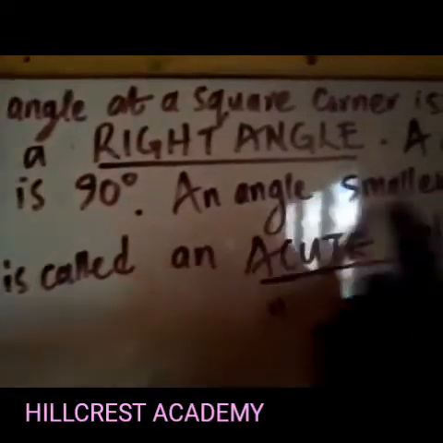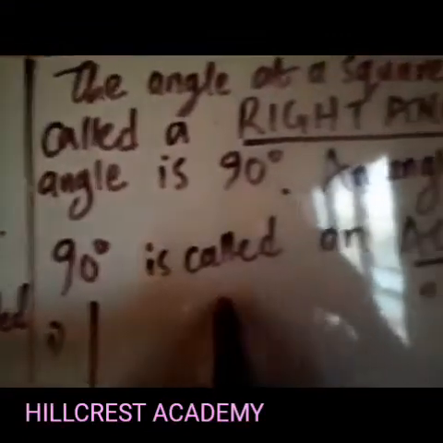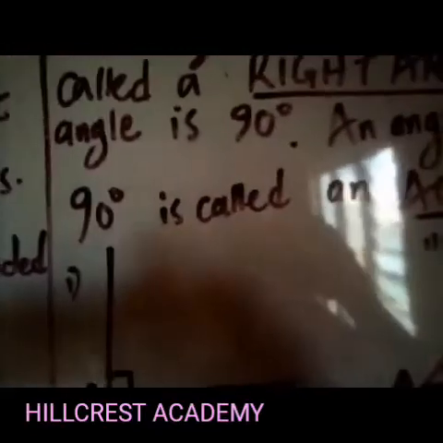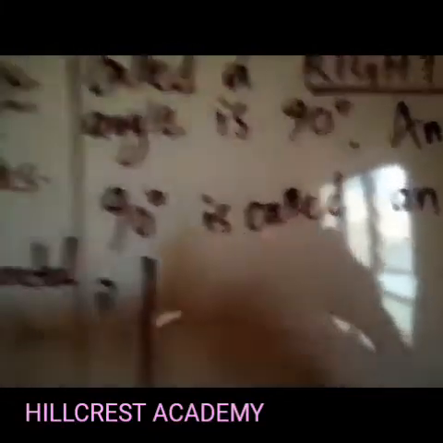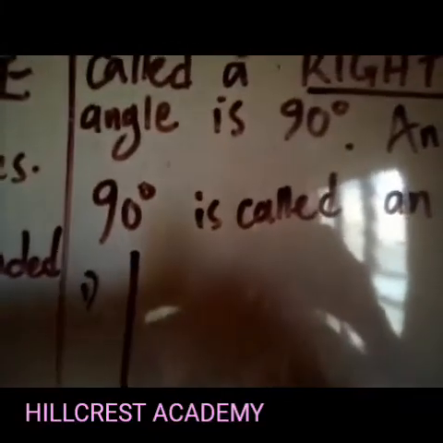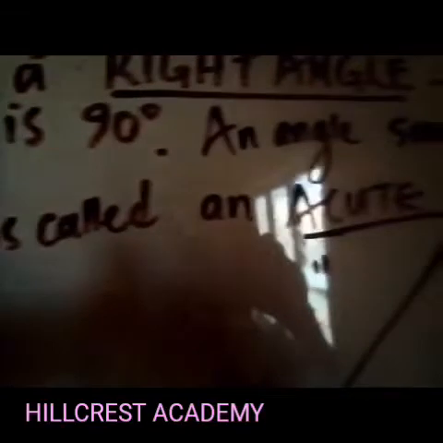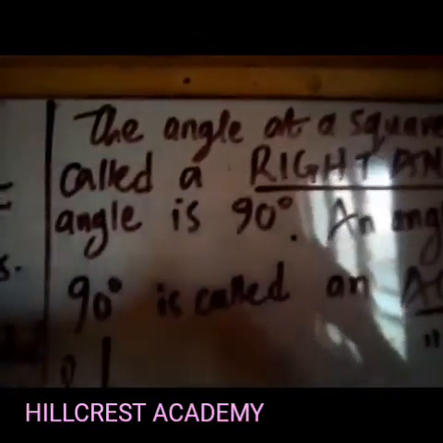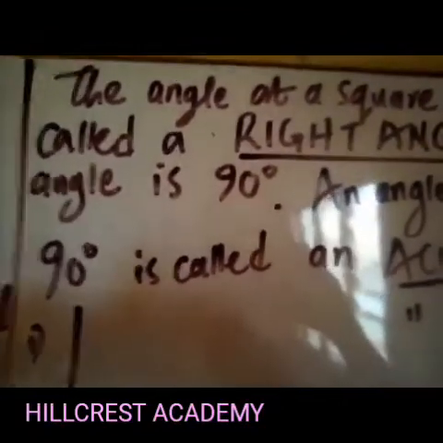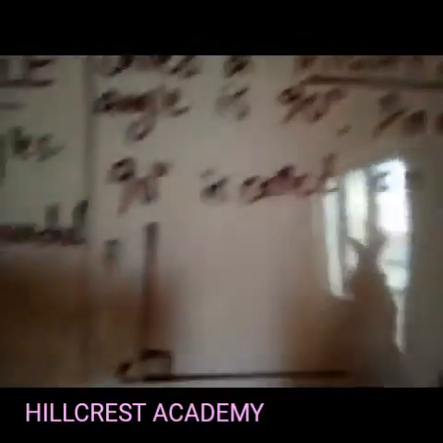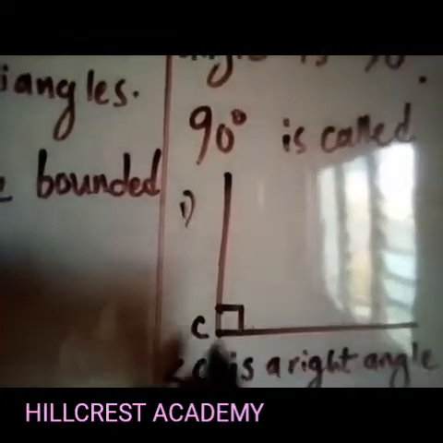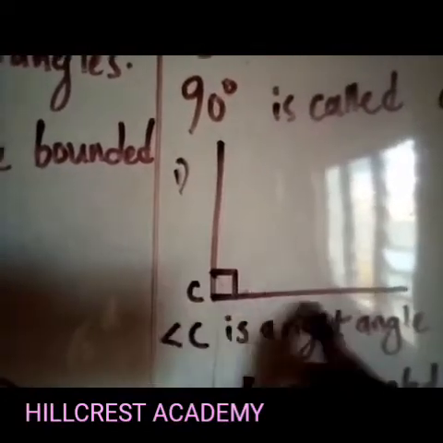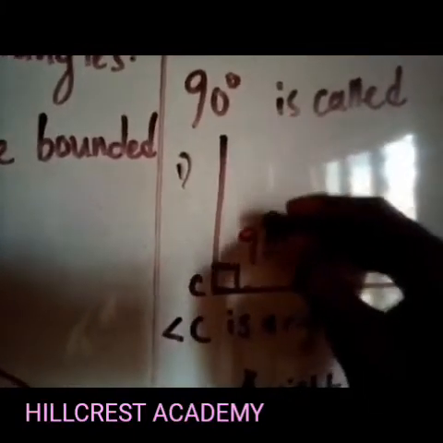An angle smaller than 90 degrees is called an acute angle. What does that mean? Any angle that is smaller than 90 degrees, from 89 downwards to about 1, is called an acute angle. But the one that is exactly 90 degrees is called a right angle. Now look at this one too. This is a square corner, so this point here is a 90 degrees right angle.